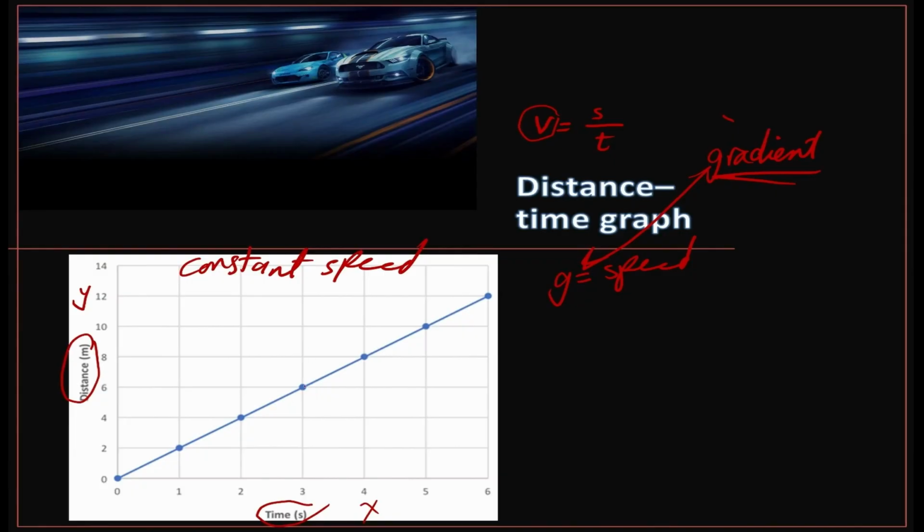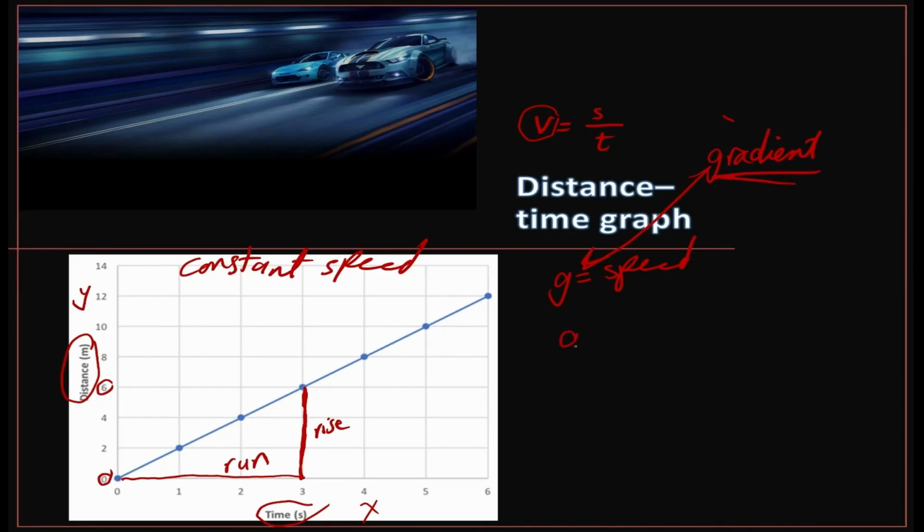For example, if I choose this point here, I will get the gradient. You know how to get the gradient? The gradient equals rise over run. Okay, where is the rise here? The rise is this line, which is vertical. It is from where to where? It is from 0 to 6.